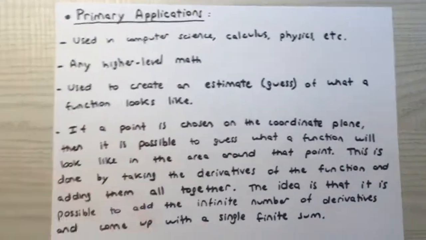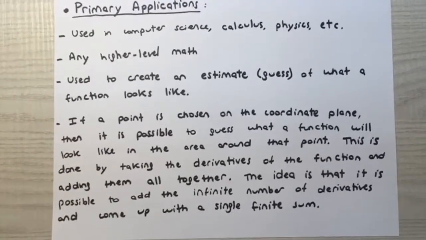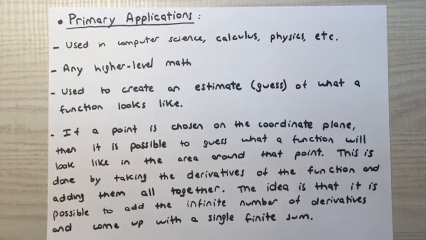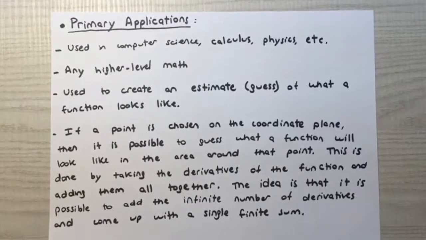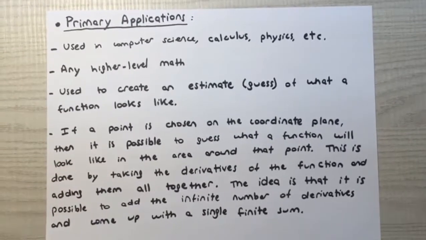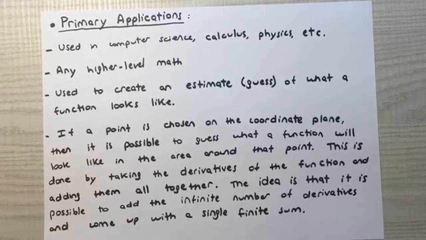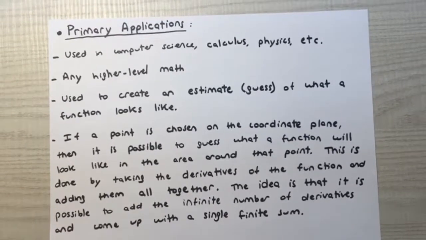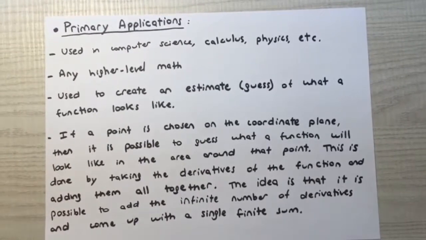Now, some primary applications in which this is used. This is used in computer science, calculus, physics, among many others, or in any higher level of mathematics. It is used to create an estimate or guess of what a function looks like. If a point is chosen on the coordinate plane, then it is possible to guess what a function will look like in the area around that point. This is done by taking the derivatives of the function and adding them all together. The idea is that it is possible to add the infinite number of derivatives and come up with a single finite sum.